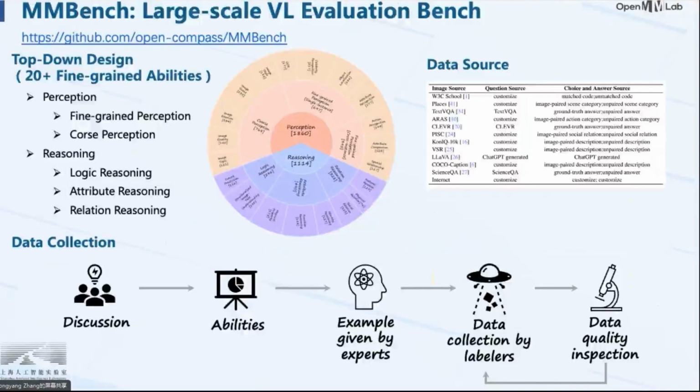Finally, we will introduce some recent research works based on OpenCompass and OpenMMLab. MMBench is a large-scale vision language evaluation benchmark for evaluating the abilities of multimodality models. We create evaluation datasets with a curated data collection pipeline, and the datasets come from different data sources. Currently, we split the abilities into three levels. First is perception and reasoning, and in total we have 20 plus fine-grained abilities.